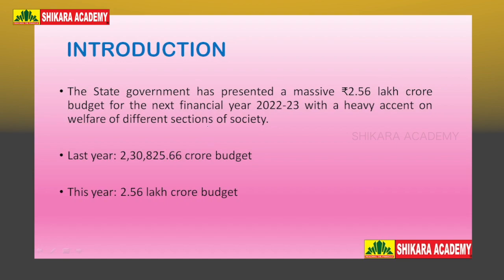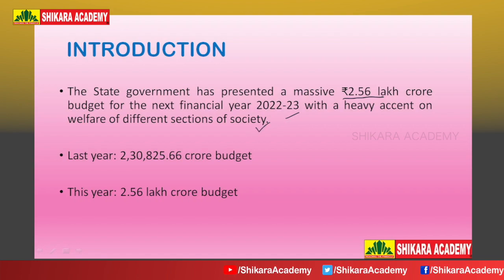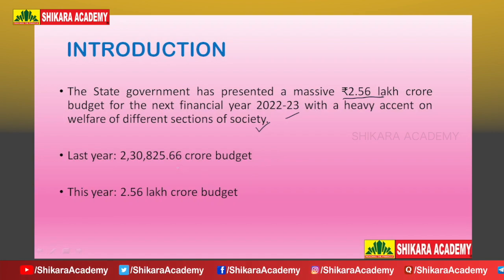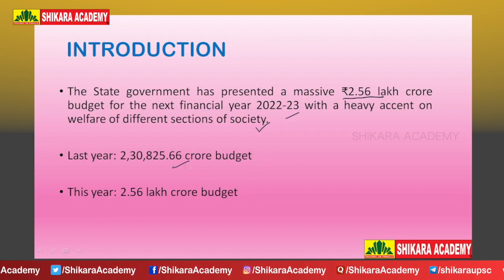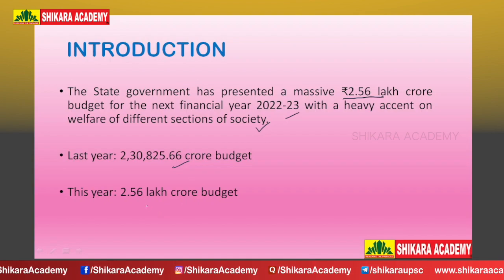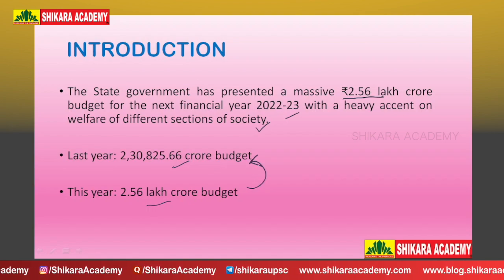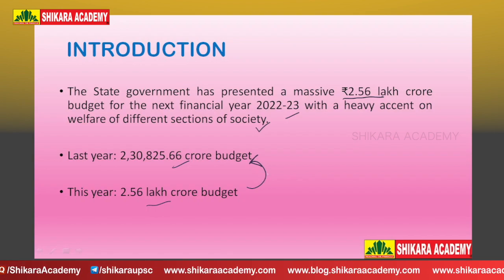Now, coming to the introduction, the state government has presented a massive 2.56 lakh crore budget for the next financial year 22-23 with a heavy accent on the welfare of different sections of society. The important point to note here is that the budget presented in the last fiscal year was 2.36 lakh crores, which was much lower than the 2.56 lakh crore budget presented this year. So there is a clear increase in the budget allocated by the Telangana government for the coming fiscal.